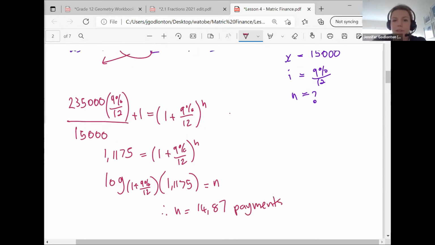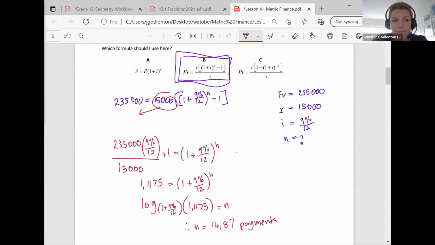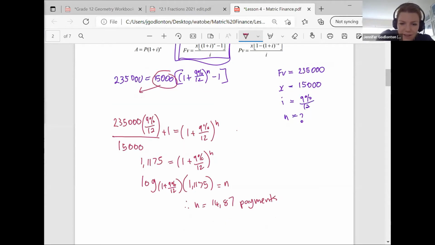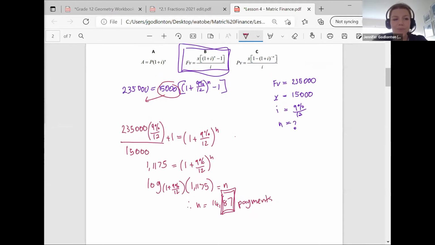Now I want you to think about this carefully, because this is going to feed into our next lesson. What does this mean when I have a decimal? What does it mean to say I've had 14,87 payments? Can anyone tell me? Does anyone have an idea?